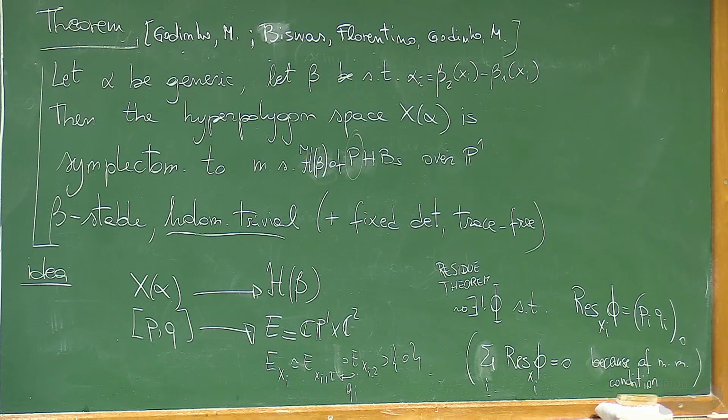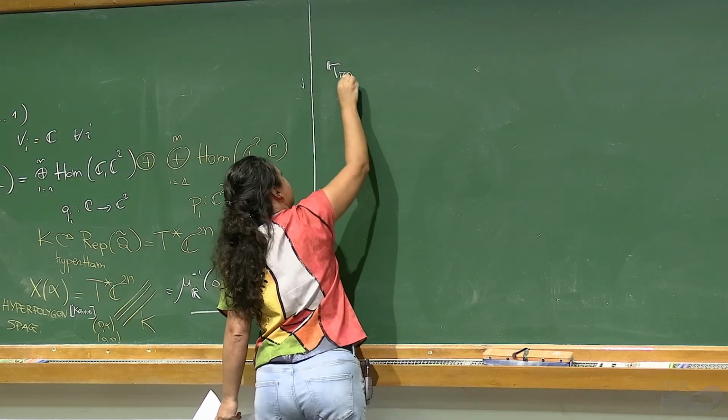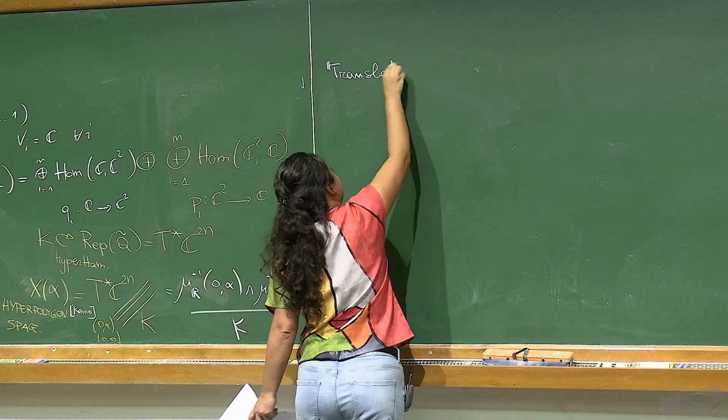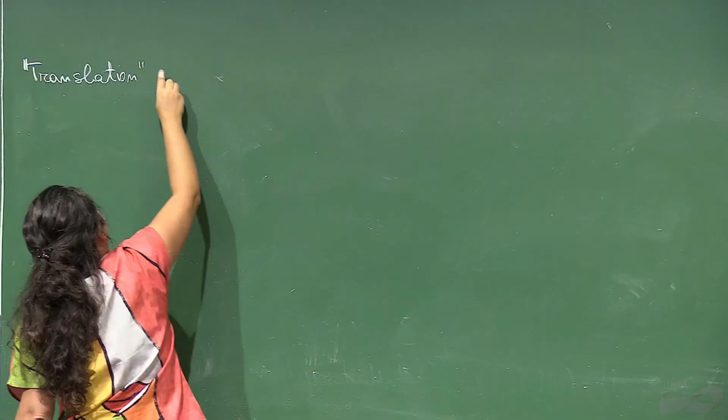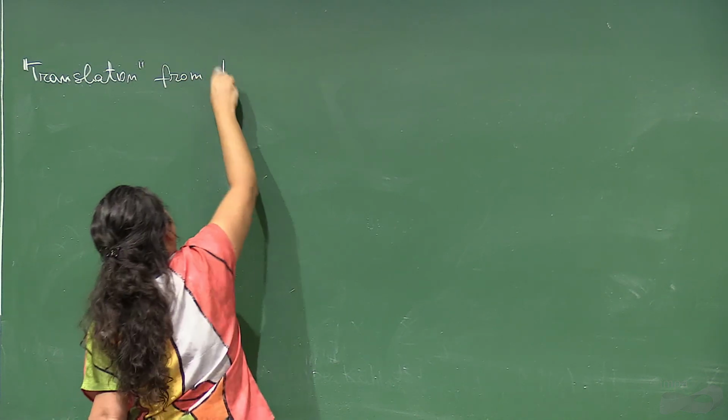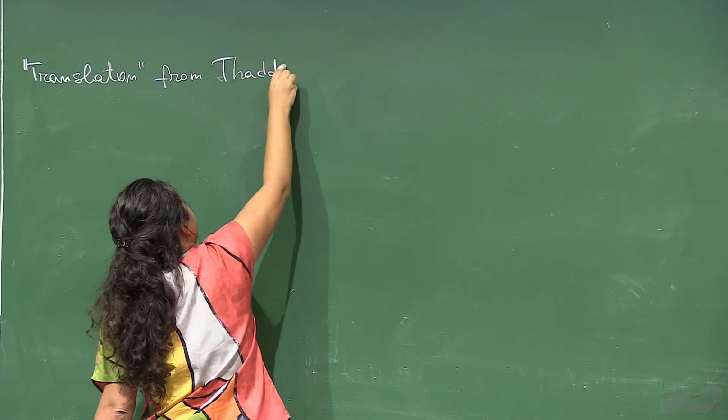In fact, thanks to this isomorphism that we proved, we could realize that it does not change in a way. So the description I will give is a kind of translation from Thaddeus' work, Variations of, on modular spaces of parabolic Higgs bundles. So he worked out in detail the wall crossing for parabolic Higgs bundles when beta crosses a wall.